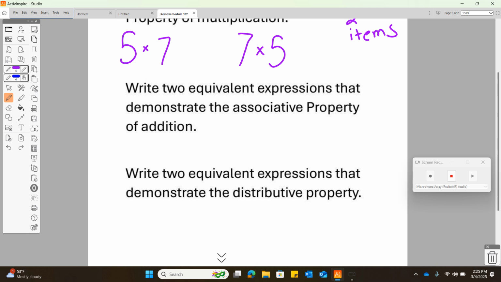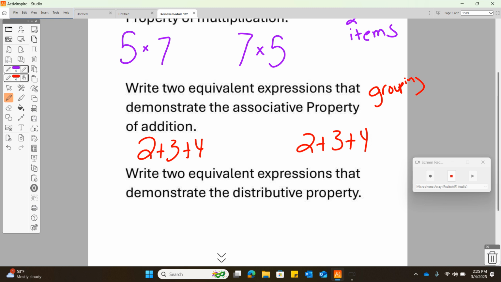Okay? Next one. Write 2 equivalent expressions that demonstrate the associative property. The associative property is our grouping property. So for instance, if I'm adding 2 plus 3 plus 4, if I group the 2 and the 3 first, 2 plus 3 is 5 plus 4, make it 9. Or if I grouped the 3 and the 4 first, 2 plus 7 is 9. It doesn't make a difference.